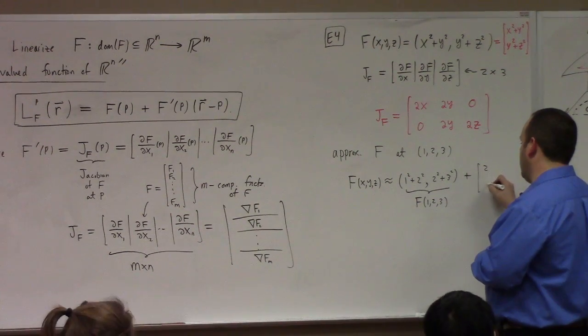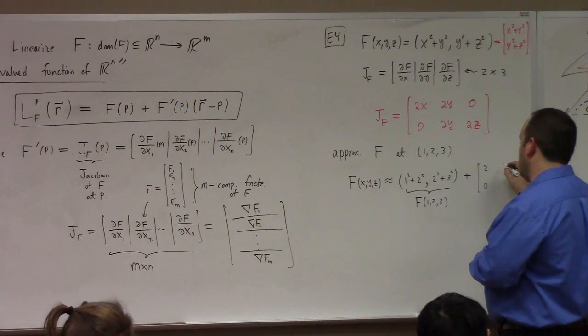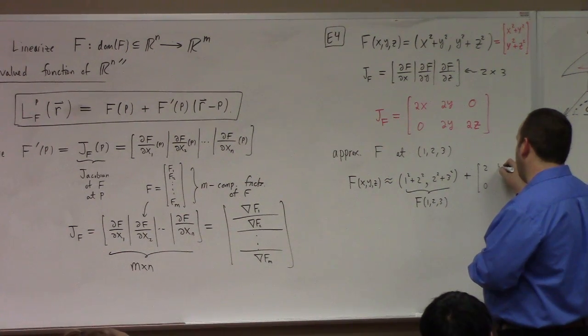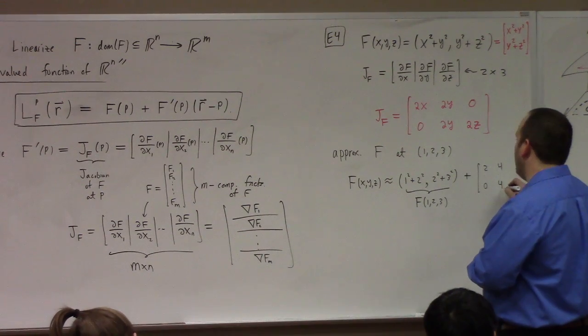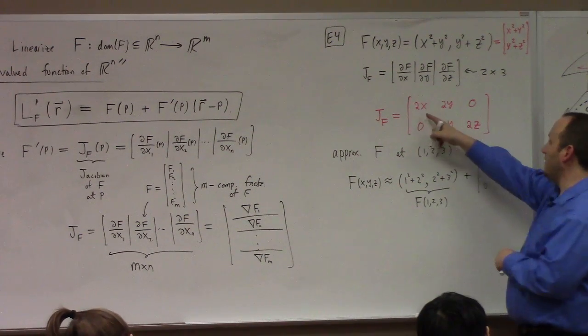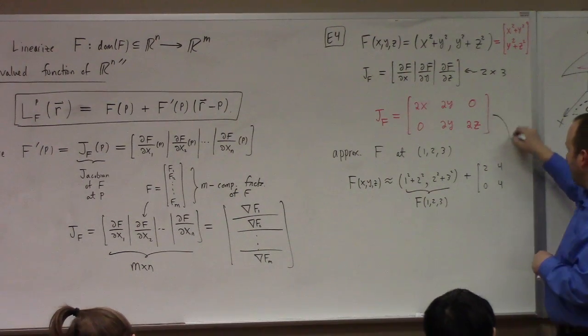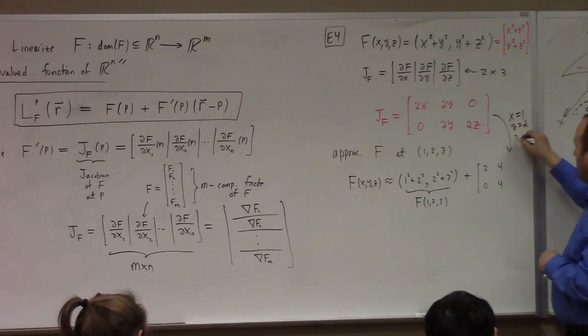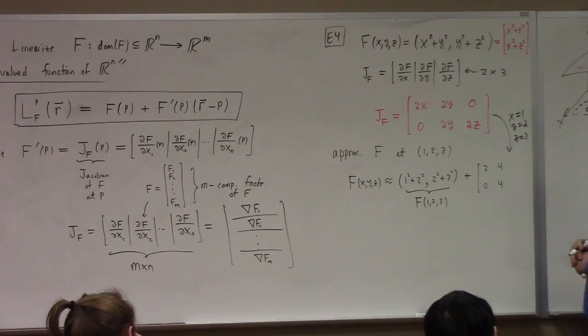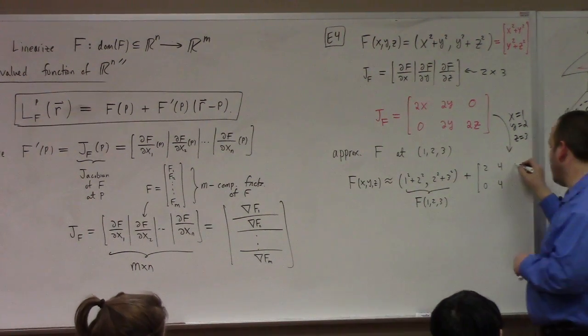2, 0, 4, 4. I'm plugging in 1, 2, and 3 into here, okay? x equals 1, y equals 2, z equals 3. 0, 6, okay.